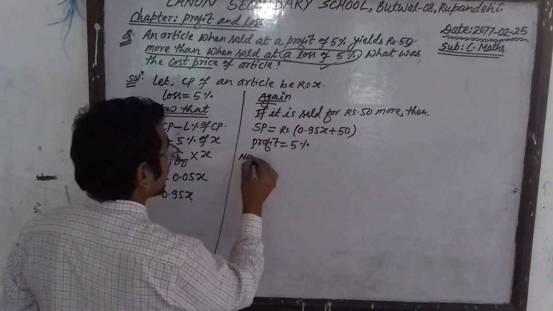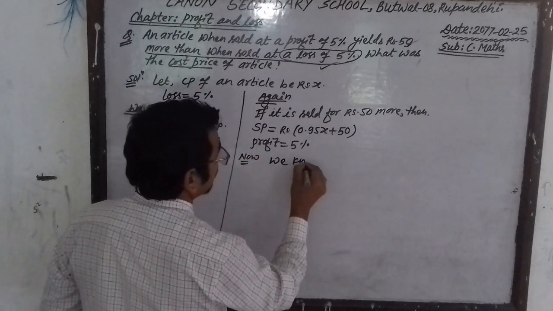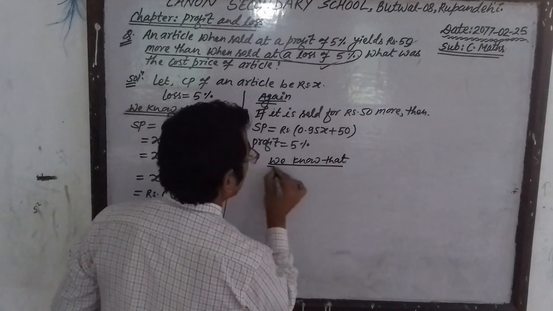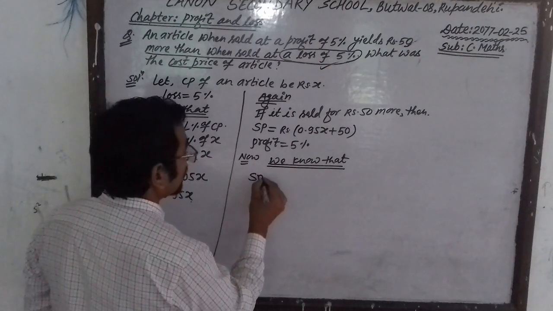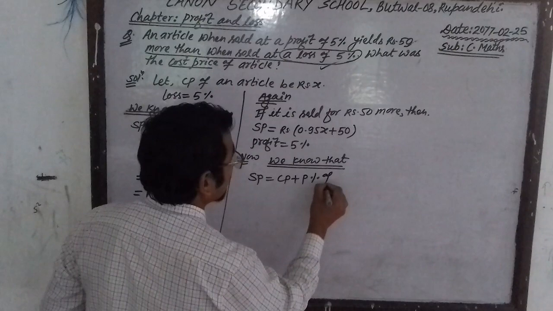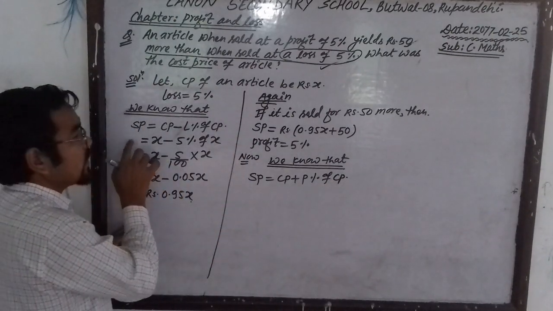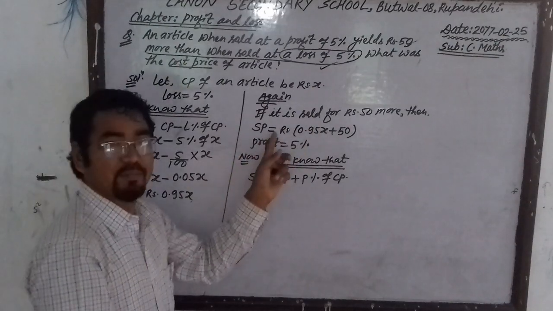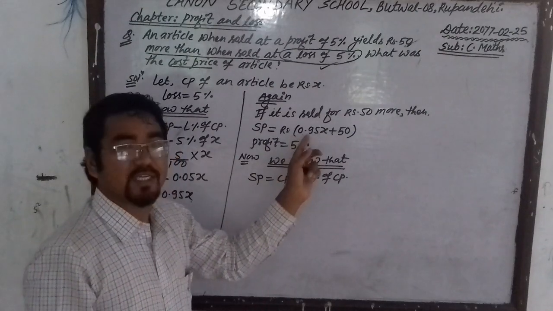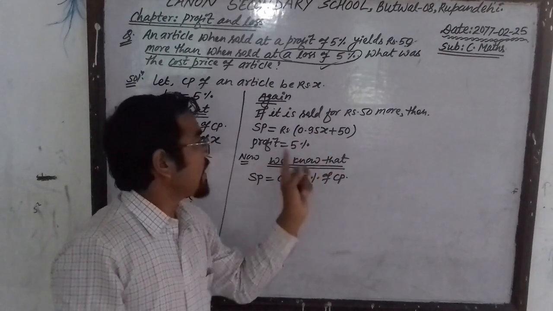Now again we can apply the same formula. We know that SP is equal to CP plus profit percent P% of CP. SP here means not this SP, but the SP in the second case. In the previous selling price, when we add 50 rupees more, we get the new selling price, in which we have 5% profit.